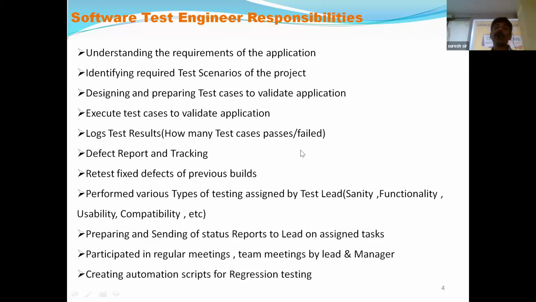As we are clearly saying from day one, as a tester or test engineer in the current market, only manual testing is not at all enough. At the same time, only automation testing is not at all enough. Manual testing is important, and at the same time, automation testing is also very important. Both are required as part of being a tester.